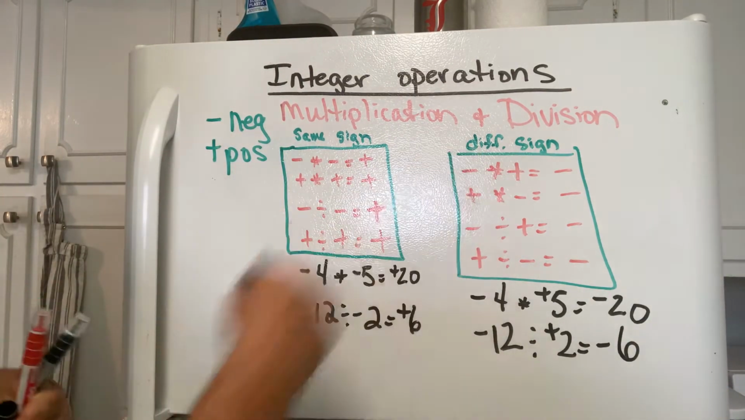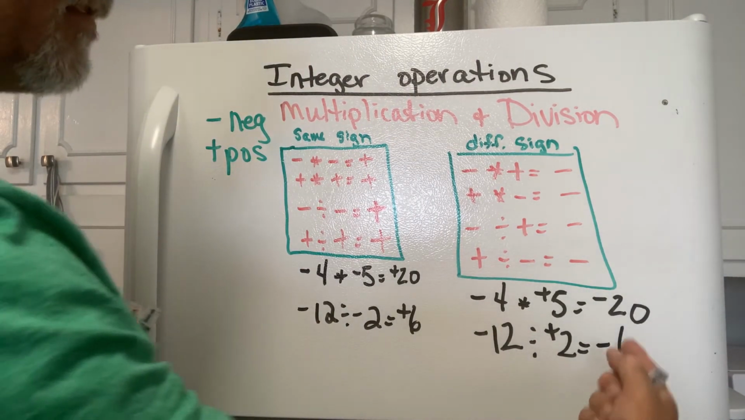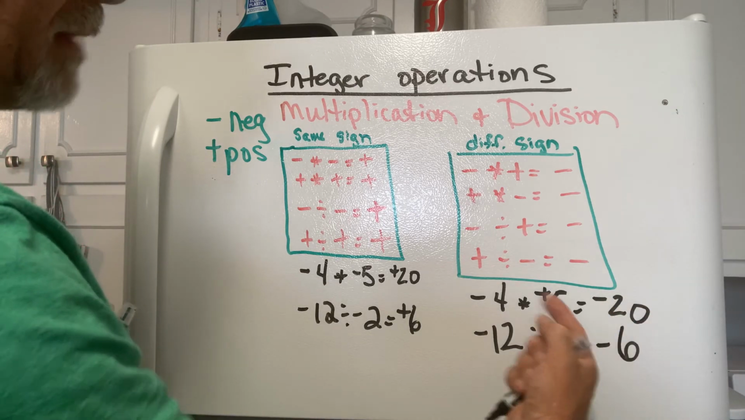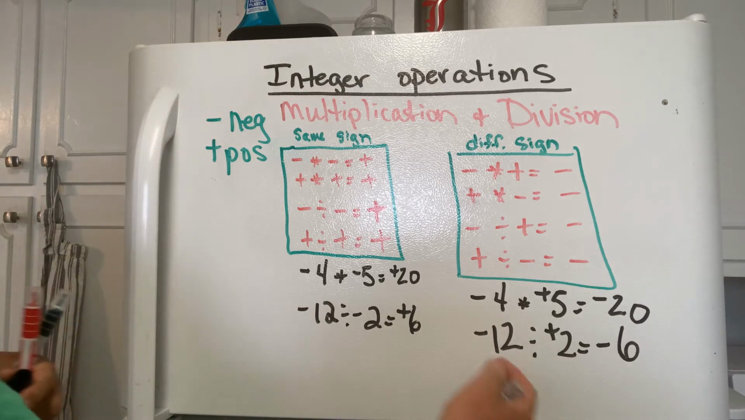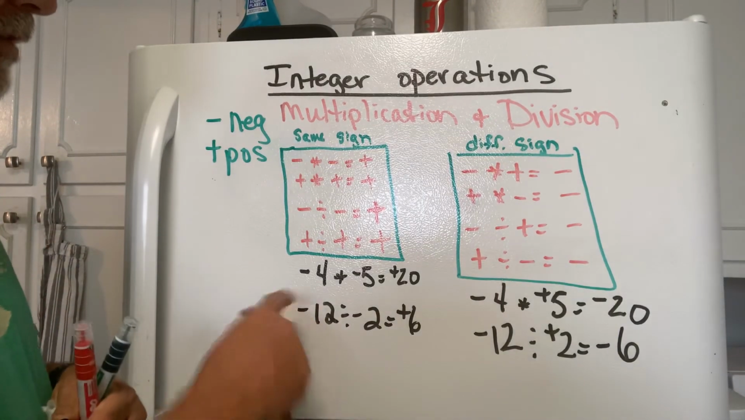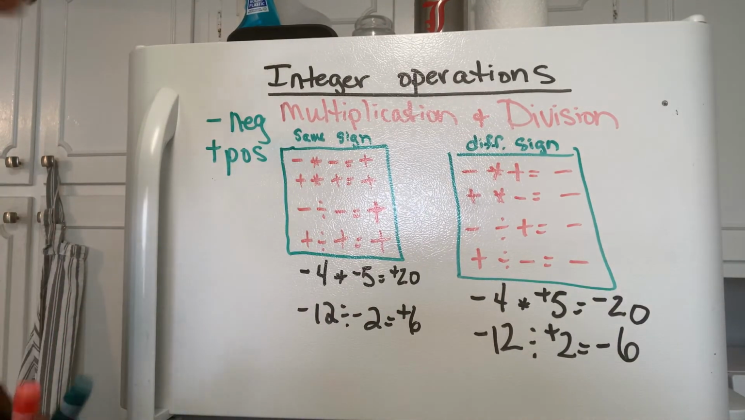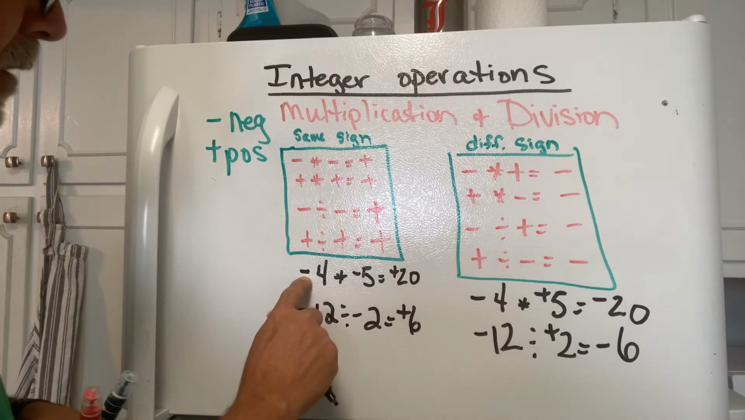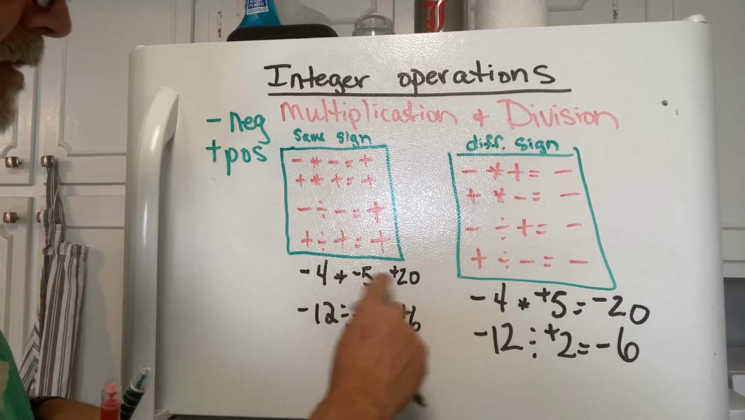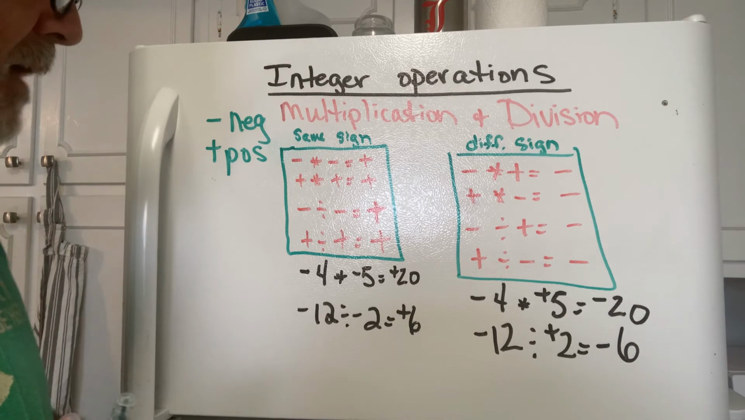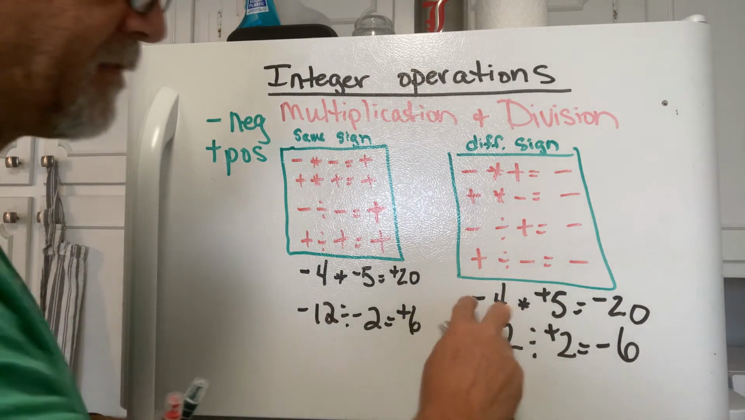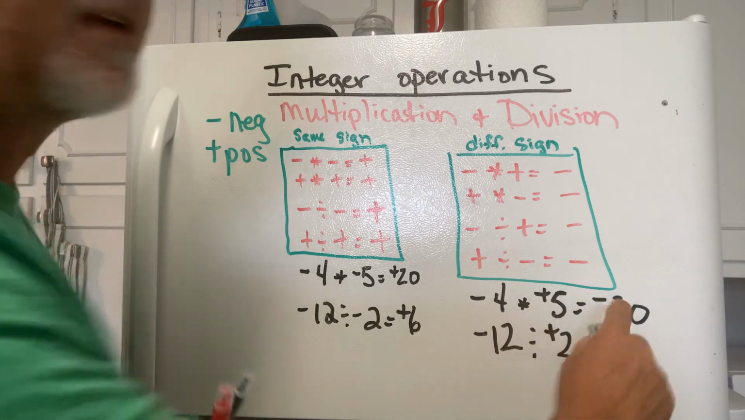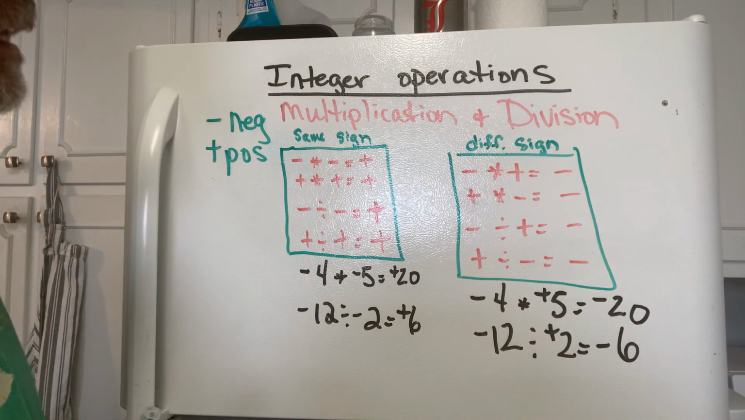Now you can use our rules to check this going backwards. Negative 20 divided by positive 5 is negative 4. Negative 6 times positive 2 is negative 12. But just remember, you can look at your problem from the beginning and say, well, both of my factors are negative, I know my answer is going to be positive. Over here, both of my factors are different. One is negative, one is positive. Therefore, my answer has to be negative.